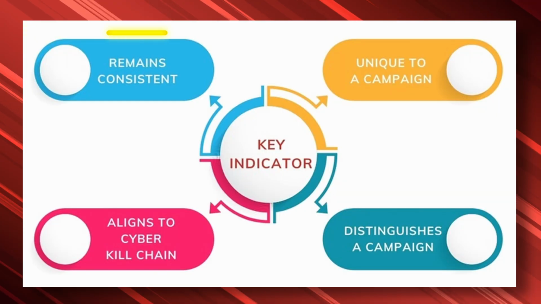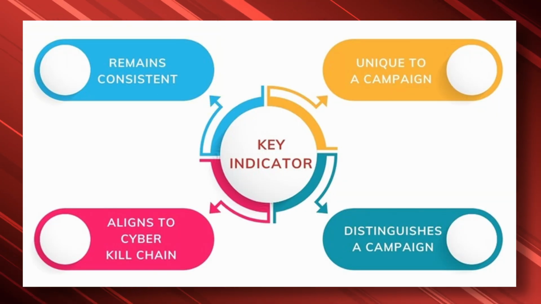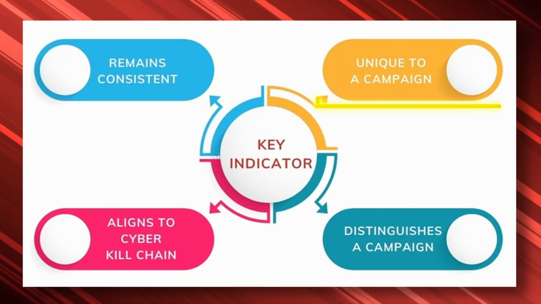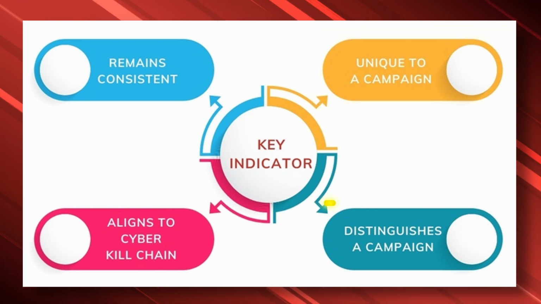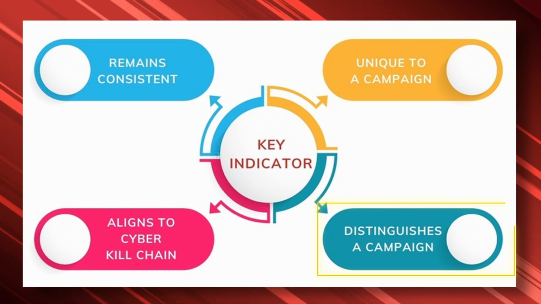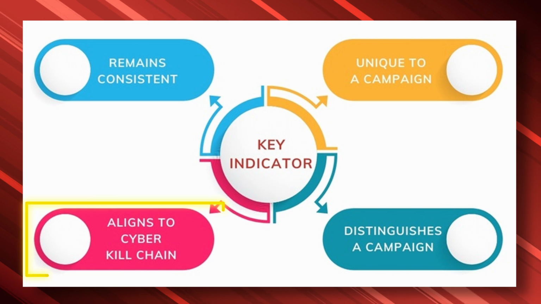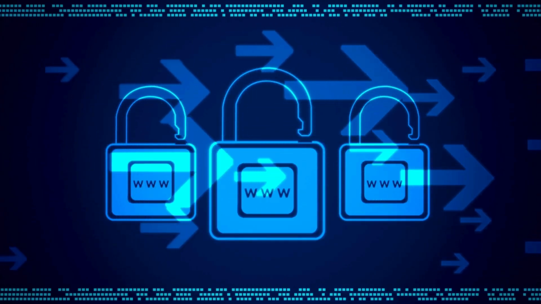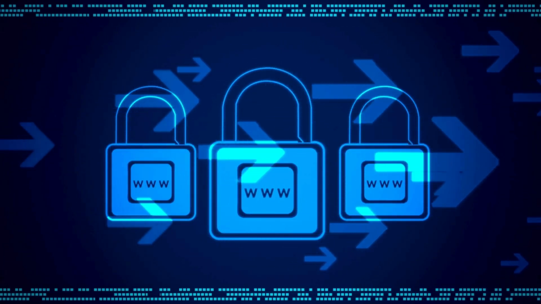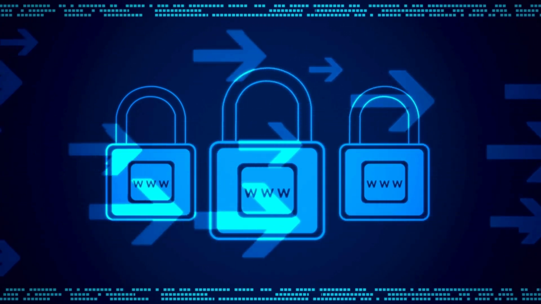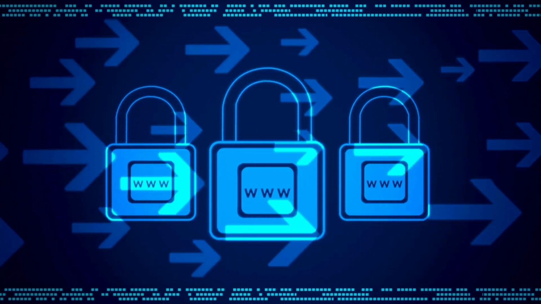Some indicators are more valuable than others. The indicators you want to prioritize are called key indicators. These indicators remain consistent across intrusions, uniquely distinguish an attack campaign, distinguish a campaign from benign activity, and align to a phase of the cyber kill chain. A key indicator might be an email address, malware mutex, or a domain seen across multiple intrusions.